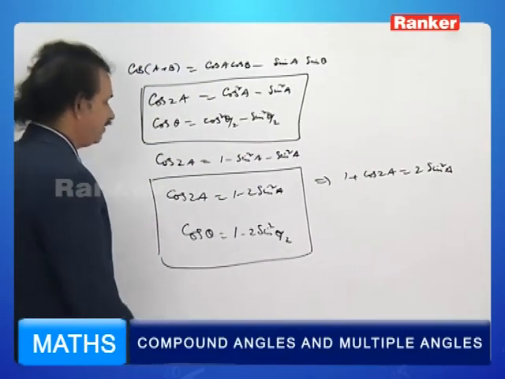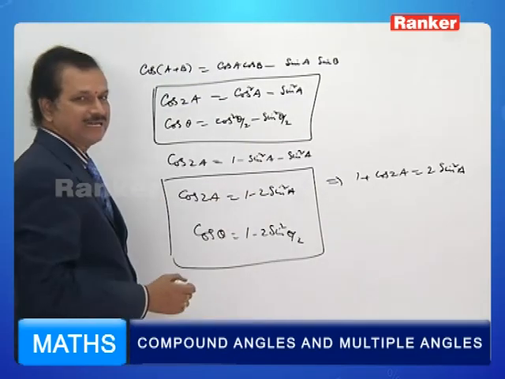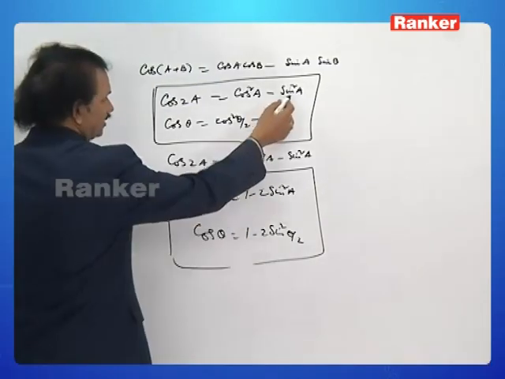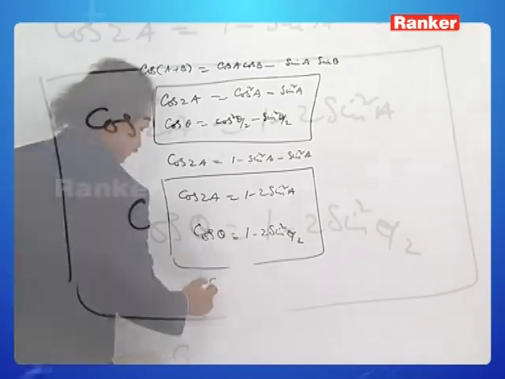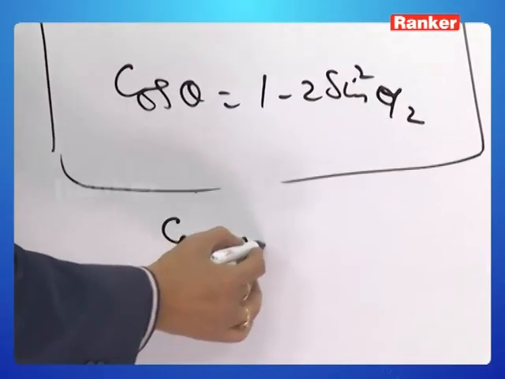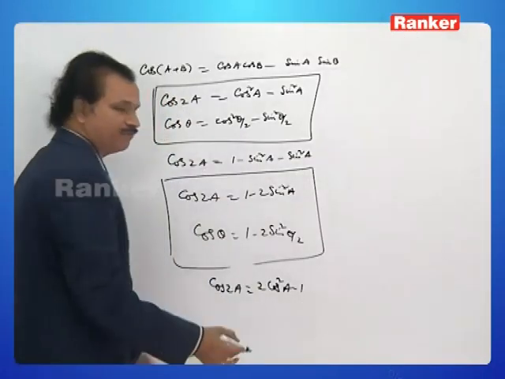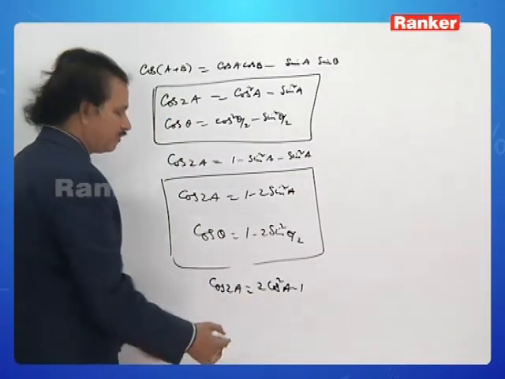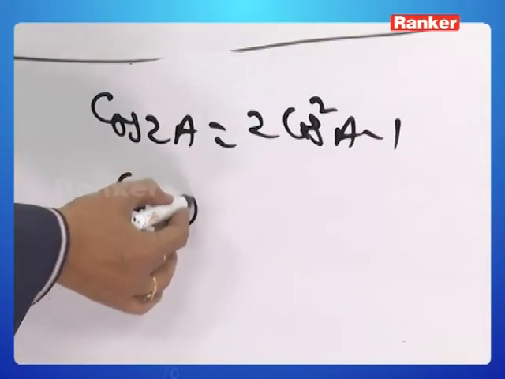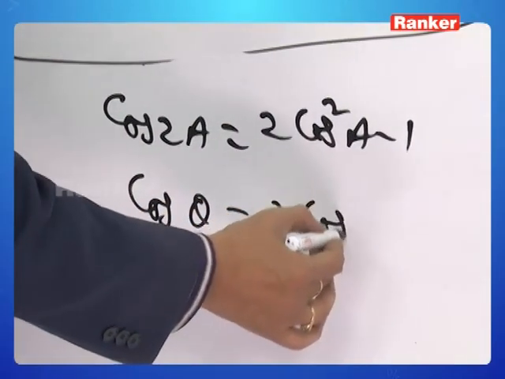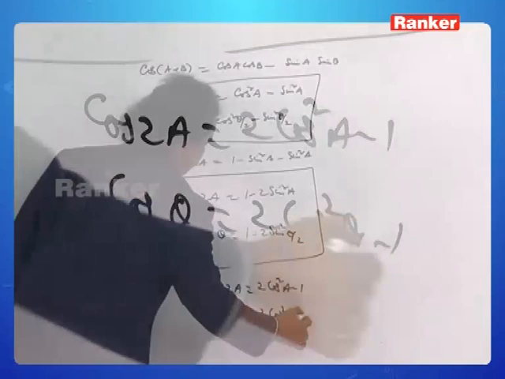Well, previously you have written cos square A as 1 minus sine square A. You replace sine square A by 1 minus cos square A, so that we have cos 2A is equal to 2 cos square A minus 1. And if you replace theta by 2 in the place of A, we have cos theta is equal to 2 cos square theta by 2 minus 1.